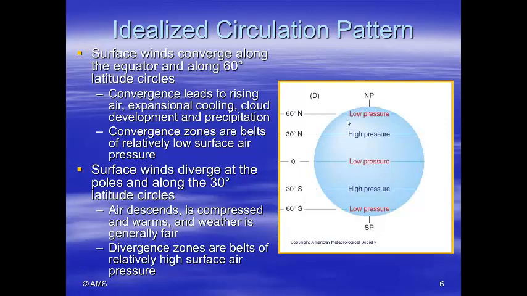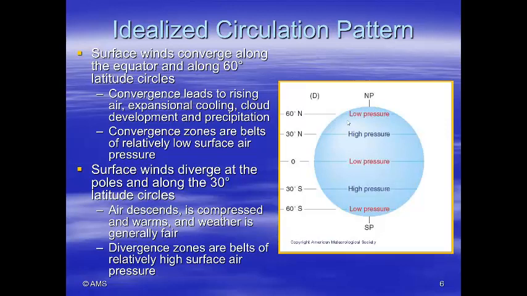So we see that surface winds are going to converge along the equator and along 60 degrees latitude circles. This convergence at the surface is going to lead to rising air and expansional cooling and cloud development and precipitation. The convergence zones are belts of relatively low surface air pressure.